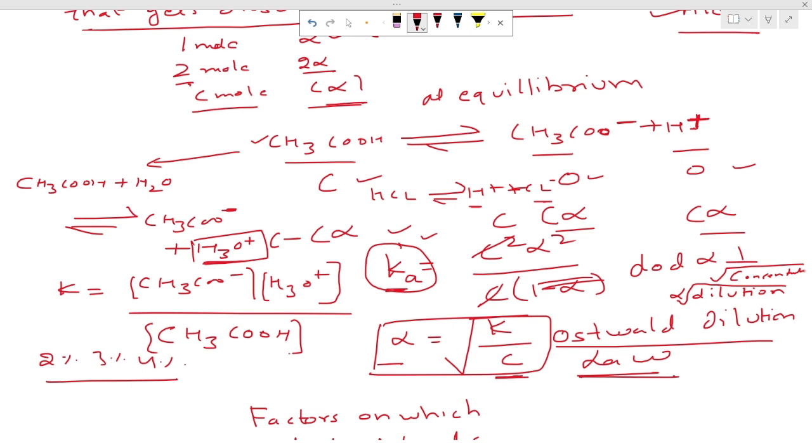The higher the dissociation constant of any acid, the more is the strength of that particular acid. So this is the significance of the dissociation constant for an acid: the higher it is, the higher will be its acidic strength. Why? Because more molecules get dissociated if it is a strong electrolyte, a strong acid.